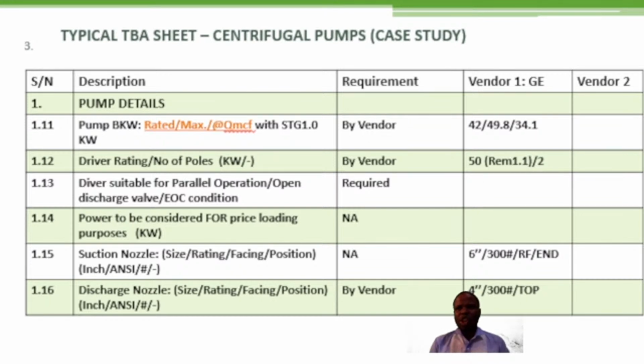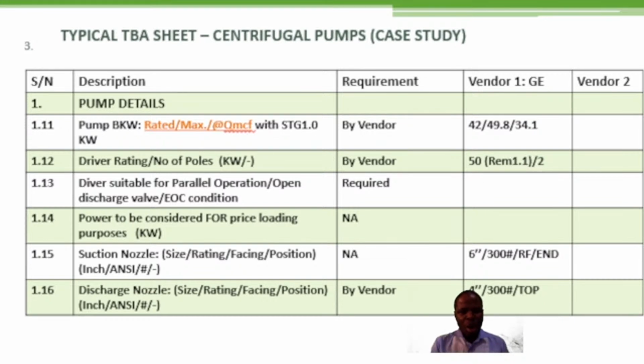All right? You check, is the pump BKW between 22 kilowatts to 55 kilowatts? Now, if it is within that, is the motor MCR, is the driver rating at least 15% as stated in API 610?